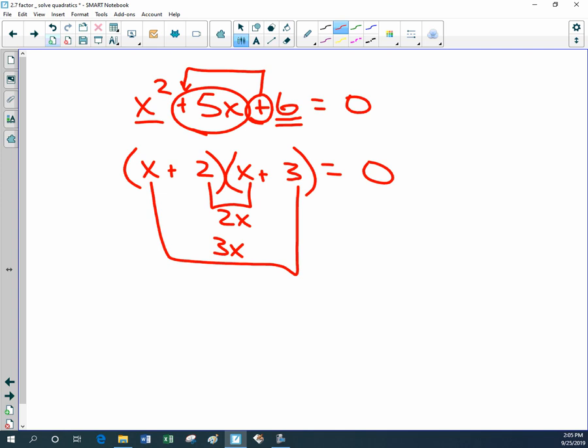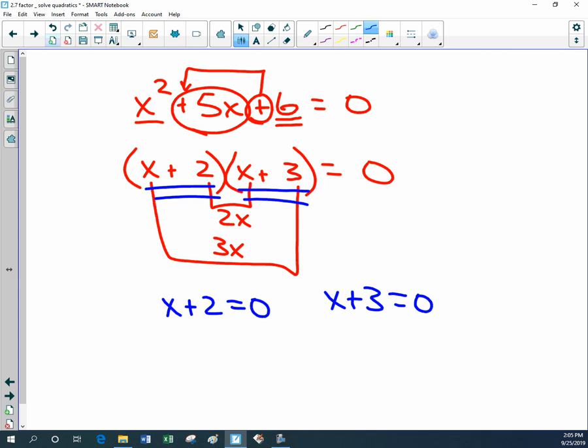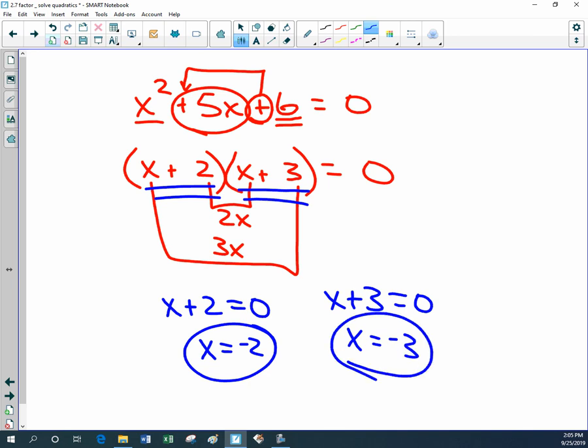At this point, I've got to find out what makes each factor equal to 0. What makes x plus 2 equal to 0? What makes x plus 3 equal to 0? I solve each of these, and I get x equals negative 2, x equals negative 3. Okay, and that's what we're doing today. The only part of today's lesson that's new or different from what we've been doing in the past is that once we have the problem factored, then we're going to solve it by setting each of the factors equal to 0 and then solving for x.